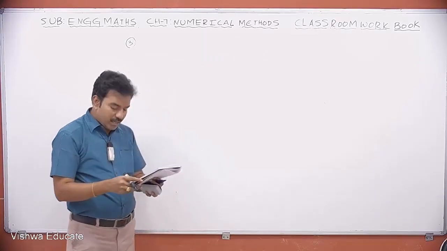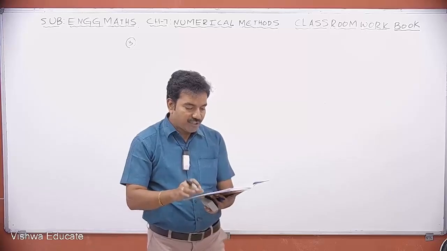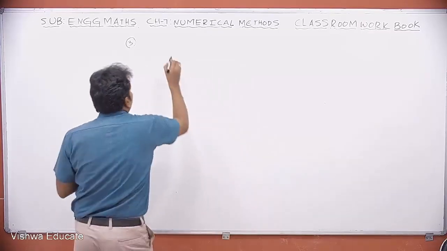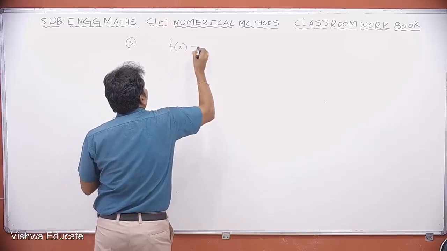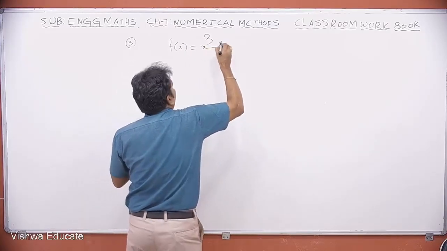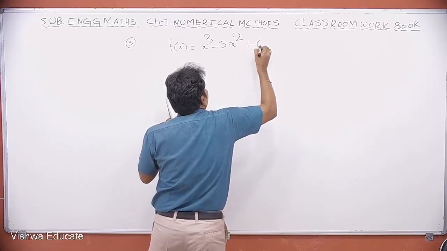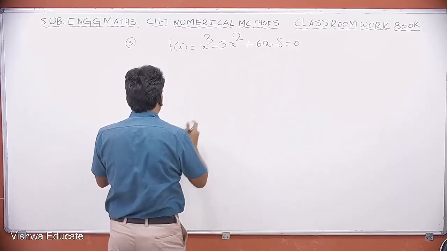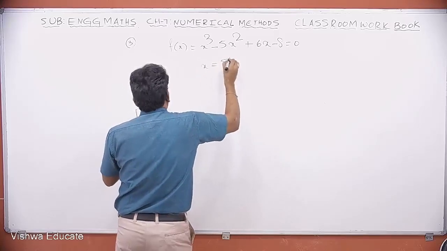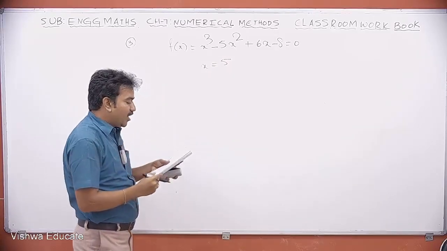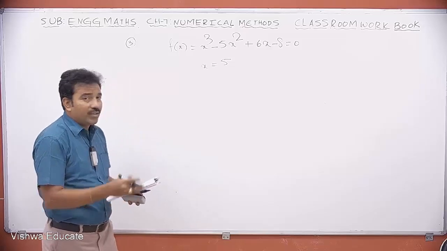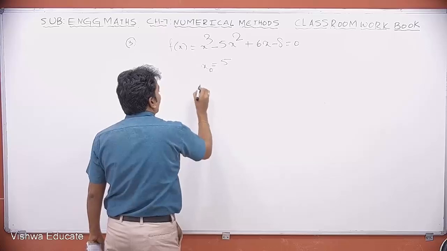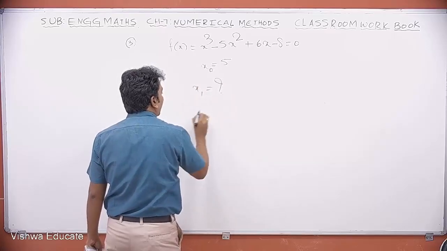The Newton-Raphson method is used to solve the equation f of x equal to x cube minus 5x square plus 6x minus 8 equal to 0. Taking the initial guess as x equal to 5, the solution obtained at the end of first iteration is. So here the initial approximation is x naught. Actually, initial guess means x naught. So you need to find the x1 value using the NR method.